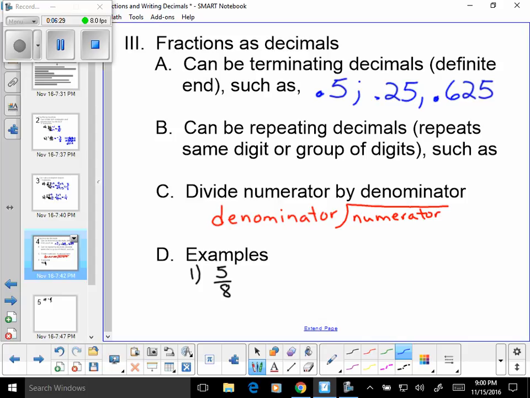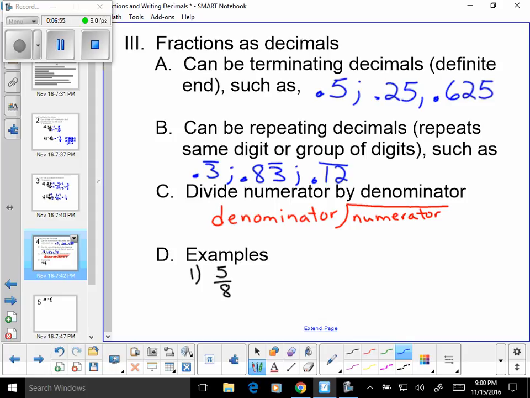Either the same digit or a group of digits is going to repeat. Probably the most famous one is 0.3 repeating. However, you could also have 0.8 with just the 3 repeating. And sometimes, in all honesty, you can have a whole pattern where it goes 1, 2, 1, 2, 1, 2, 1, 2, 1, 2. How do we find them? By everybody's favorite function, division.